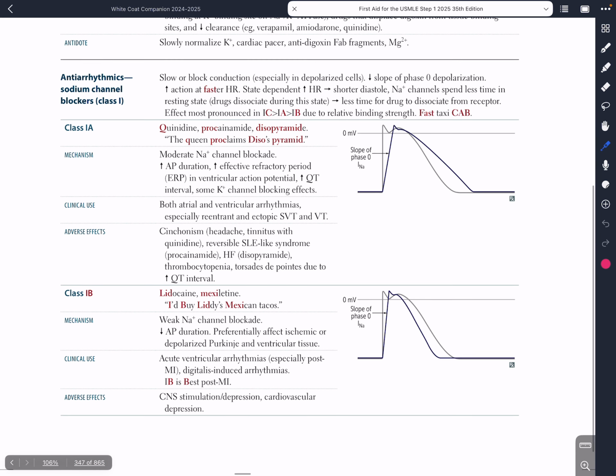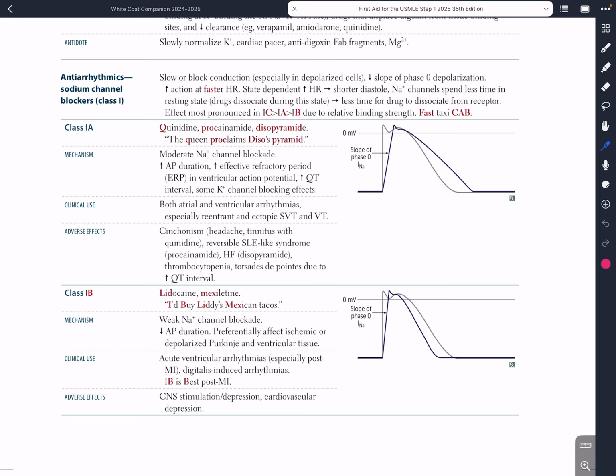In general, class 1A are quinidine, procainamide, disopyramide. These are class 1A drugs, and the mechanism of action of class 1A is moderate sodium channel blocking. It increases AP duration, increases the effective refractory period, ERP, increases the QT interval, and it also blocks some potassium channels, not all.